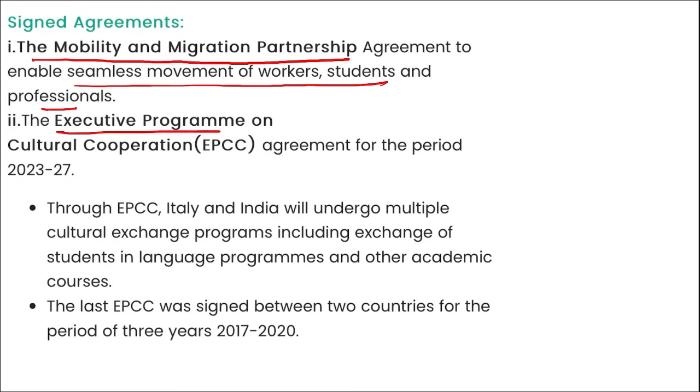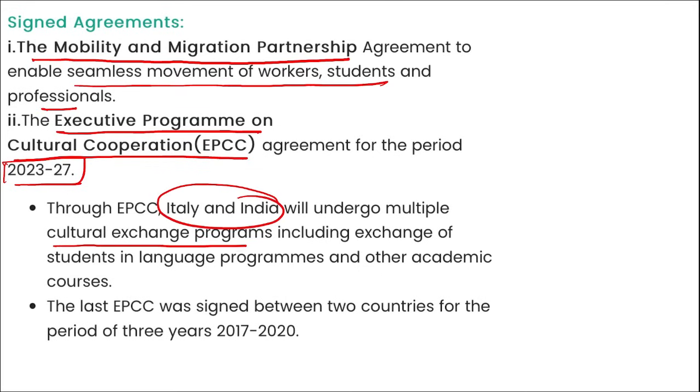Second, the Executive Program on Cultural Cooperation. This agreement is for 2023 till 2027. Through this, India and Italy will undergo multiple cultural exchange programs, including exchange of students in language programs and other academic courses. That means Indian students will be able to easily go to Italy for the student exchange program, and students from Italy can come to India for the student exchange program. Right, and this has been signed from 2023 to 2027.